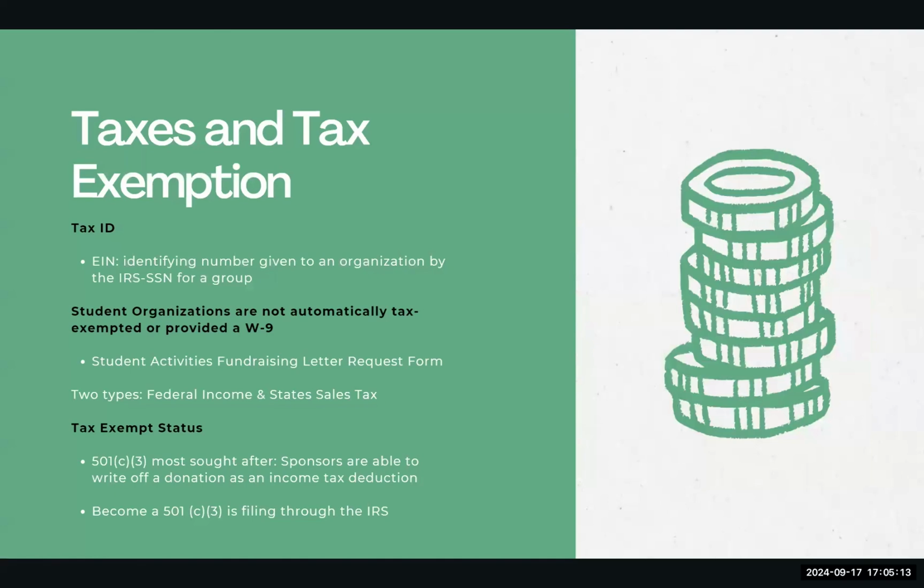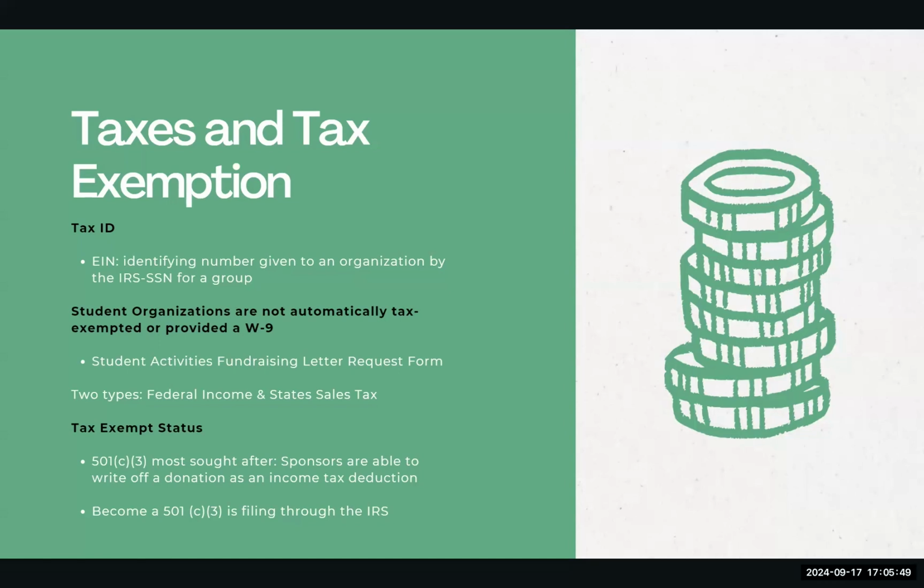And this is just taxes and kind of what we were talking about with the bank information again. So a tax ID is your EIN, and it's an identifying number given to an organization by the IRS for a group. Student organizations are not automatically tax exempt or provided with a W-9. Student Activities will do a fundraising letter request form if students are ever requesting that. If that's a separate thing you need to do, we do have a fundraising letter request form on OrgSync that you can fill out.